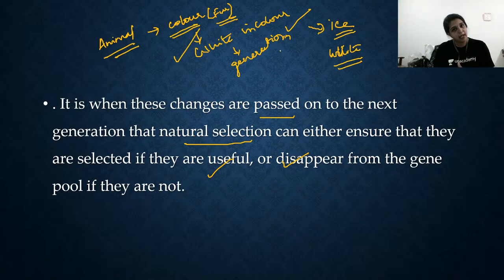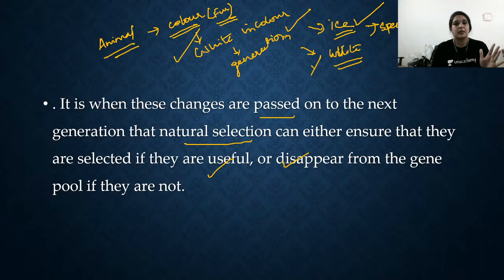So in natural selection, if the mutation is selected, if it is good, then what happens? It passes on to the generations and there is a possibility that it might become a new species itself. But in contrast, if it is not selected by nature, maybe it will disappear due to the survival of the fittest concept.